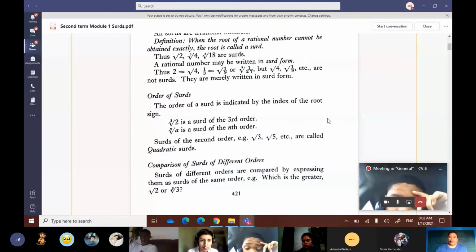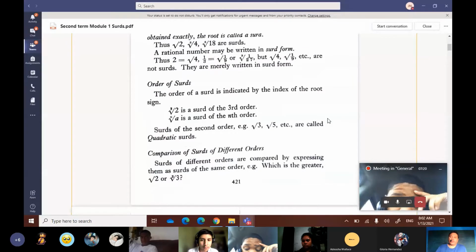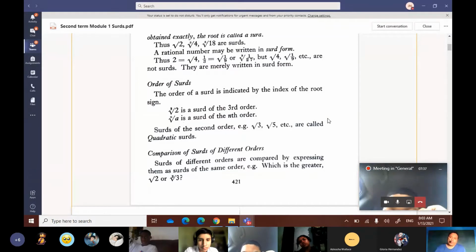A rational number may be written in surd form, thus 2 is equal to the root of 4, 1/3 is equal to the root of 1/9, or the cube root of 1 over 27. But the root of 4 and the root of 1/9, etc., are not surds. They are merely written in surd form.